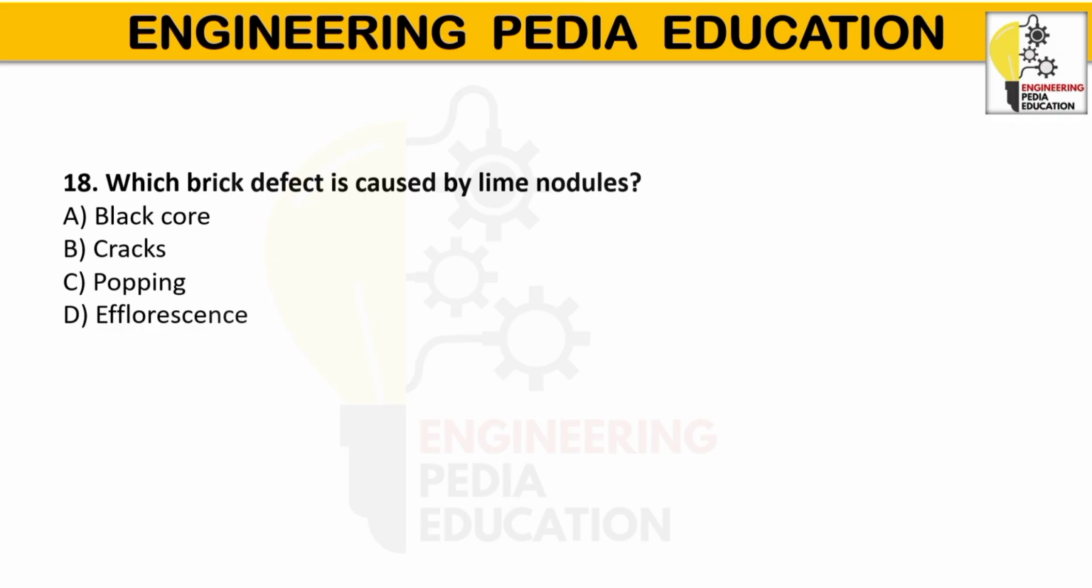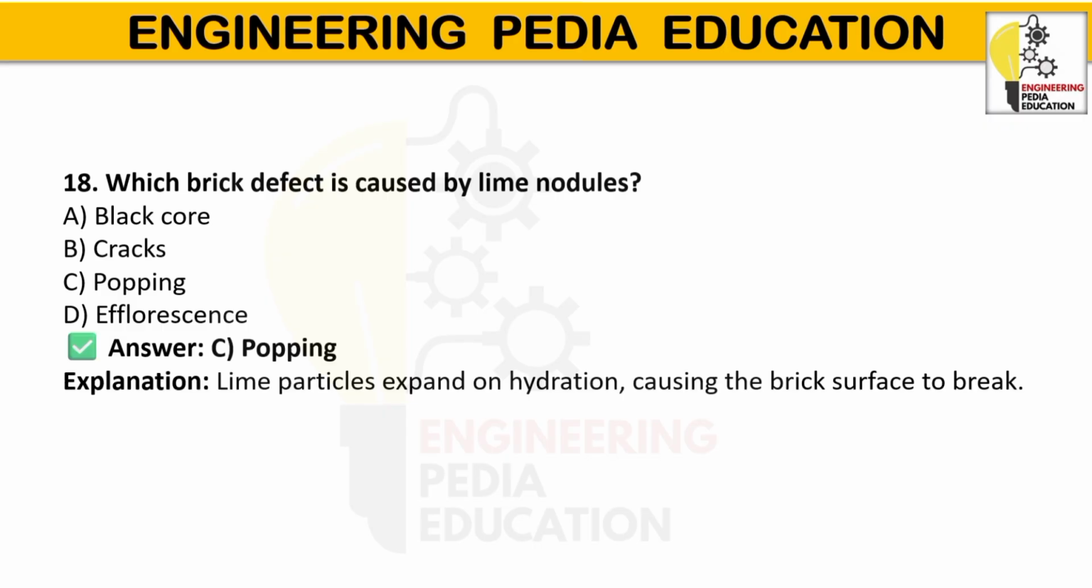Which brick defects are caused by lime nodules? Black cores, crack, popping, or efflorescence. So the correct answer is popping. Lime particles expand on hydration, causing the brick surface to break. Lime nodules are small lumps of lime present in brick earth due to improper mixing or incomplete grinding.